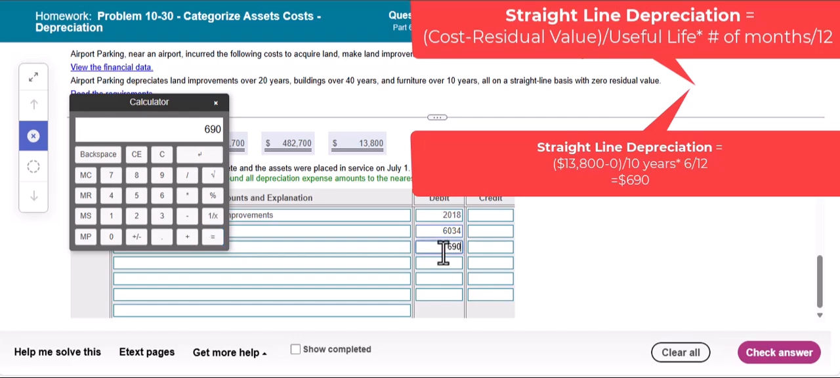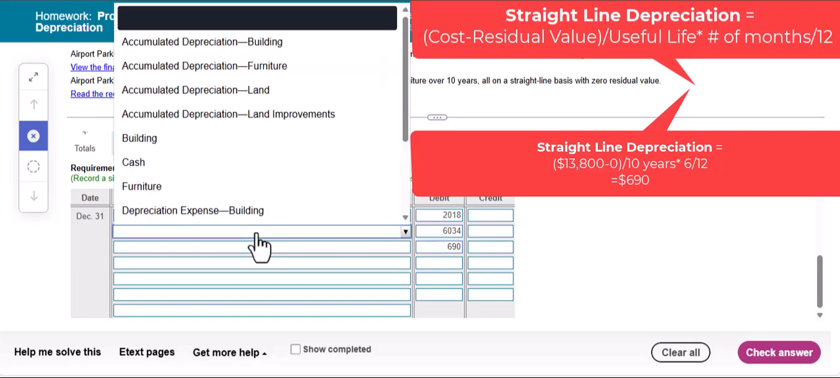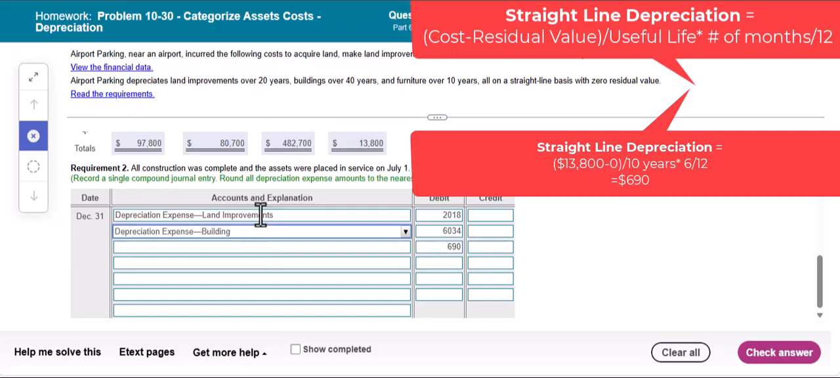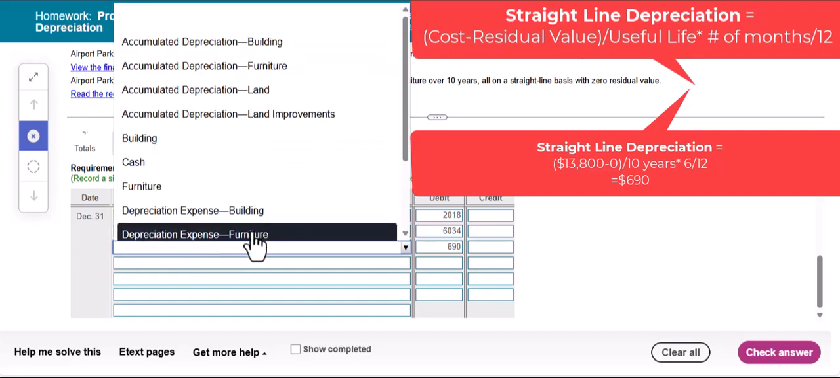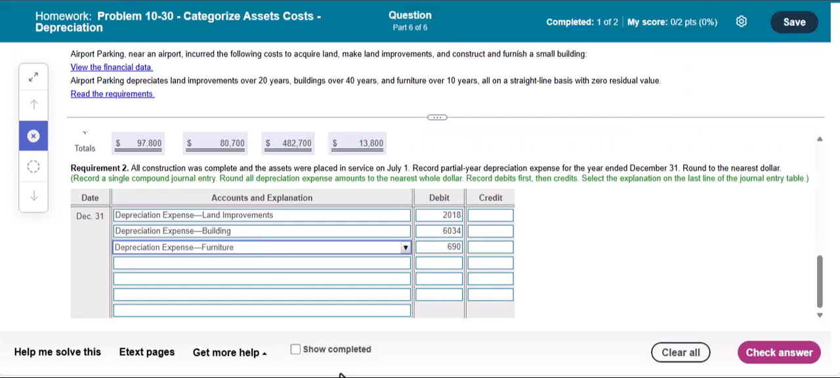And it looks like we forgot our account here, so let's quickly get that in. The last one was the building that we're depreciating. That's the depreciation expense for that. And we just did the depreciation expense for furniture. And then we have to add in credits. So those are the accumulated depreciation accounts. So let's get those going.